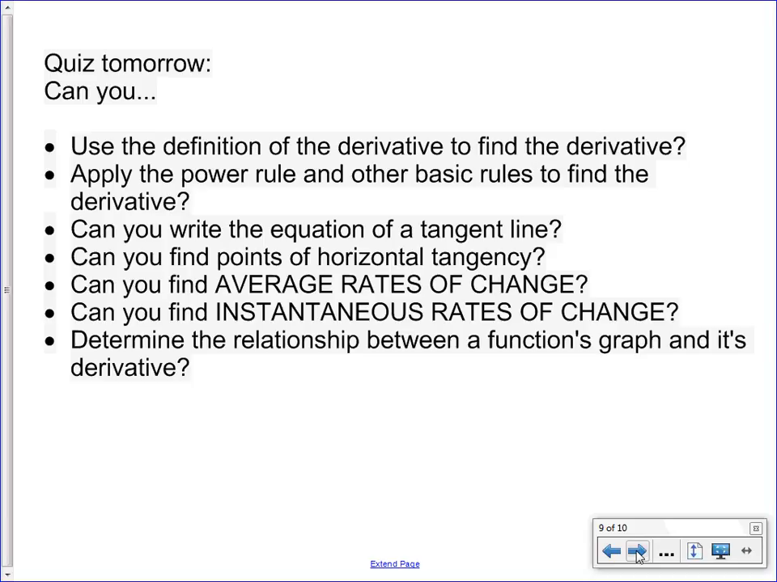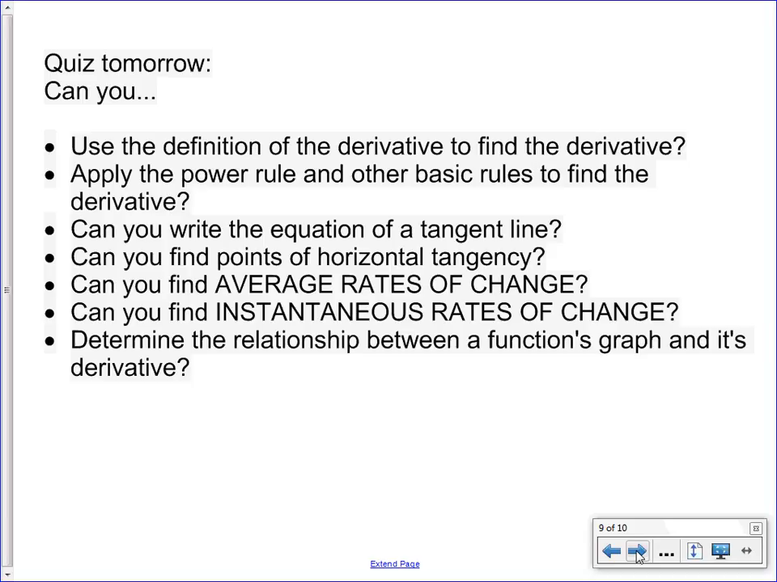Apply the power rule and your other basic rules, so sine and cosine, right? Can you write the equation of a tangent line? Can you find points of horizontal tangency? You'll get to practice that in your homework tonight. Average rate of change, instantaneous rate of change: you'll get to practice that in your homework tonight. Can you identify the relationship between a function's graph and its derivative graph? That's what you did in the graph match. Those of you who have turned that assignment in, thank you. There's some of you still missing that.